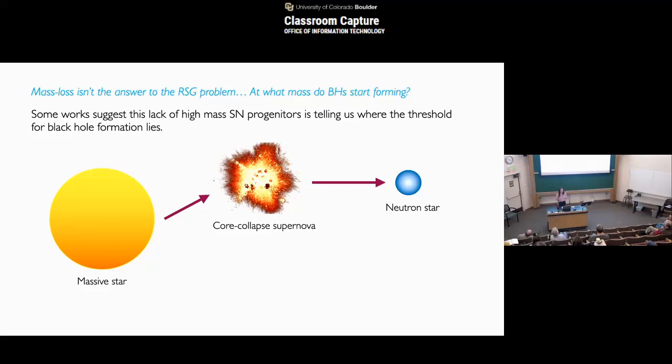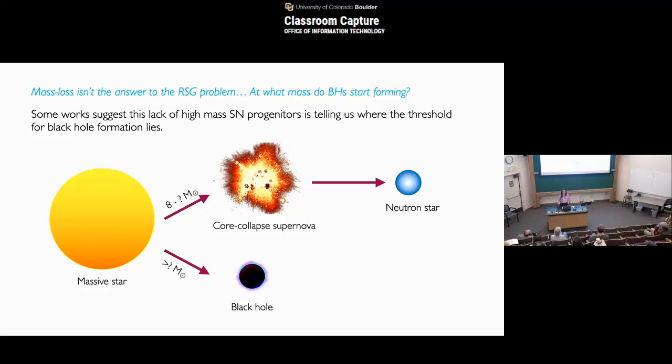So where are these missing high mass progenitors? Some people have suggested that the lack of high mass supernova progenitors is actually telling us something about where we should expect to see black holes start to form. The path I told you before for stars between 8 and 30 solar masses is that they'll have their supernovae and leave behind a neutron star remnant. But what if the upper limit to this is actually a bit lower? What if at some mass you don't see any explosion at all, the star just collapses straight to a black hole without any noticeable signature?